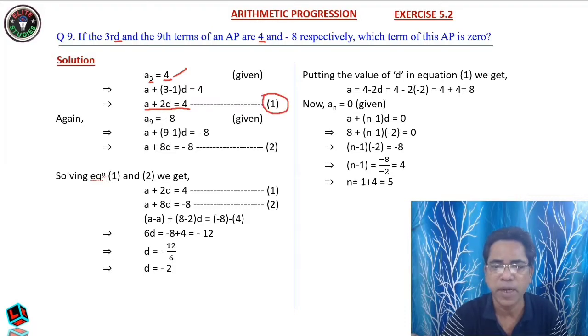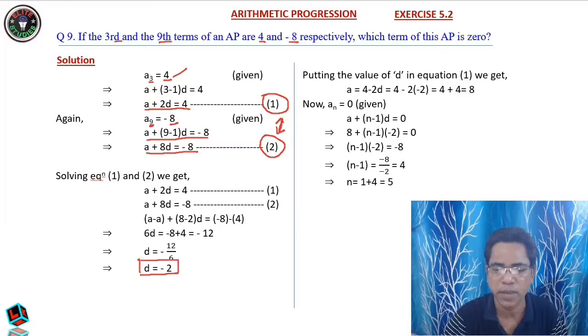Clear? Similarly, the ninth term of the AP is minus 8. So a9 is what? a plus 9 minus 1 d, that is equal to a plus 8d is equal to minus 8. And this is the second equation. If you solve these two equations, we will get the value of d as minus 2.